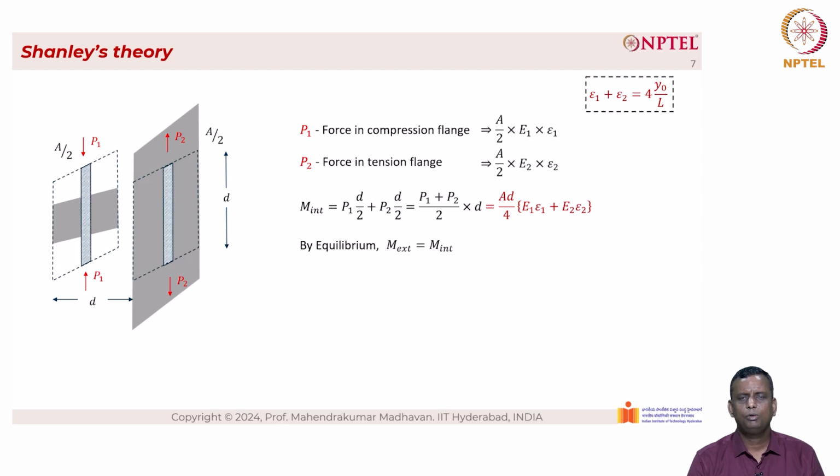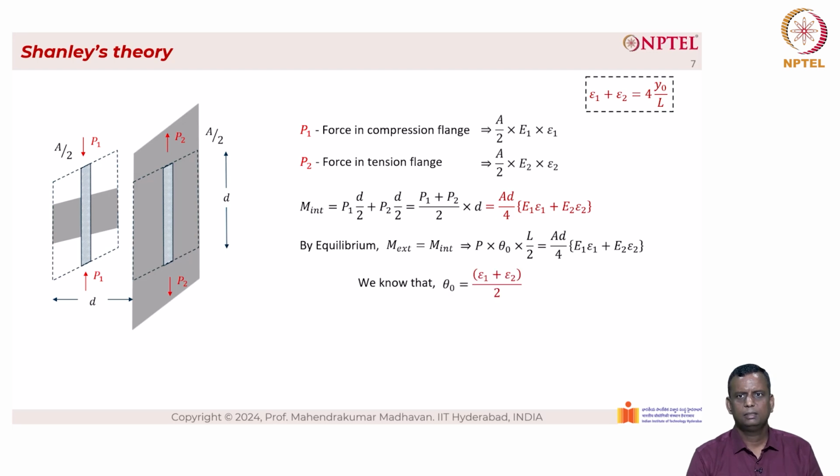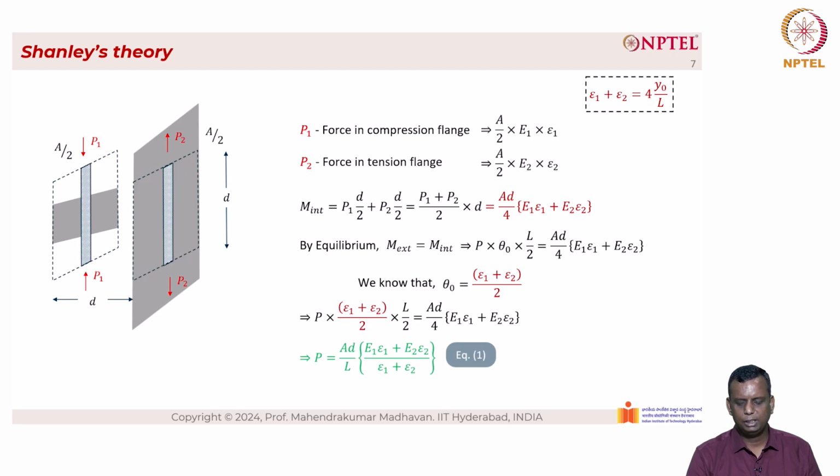So by equilibrium, we have M external is equal to M internal. So which leads to the equation P into theta naught into L by 2 is equal to AD by 4 into E1 into epsilon 1 plus E2 into epsilon 2. We know that theta naught equal to epsilon 1 plus epsilon 2 by 2. So when we substitute that, we have P into epsilon 1 plus epsilon 2 divided by 2 into L by 2 is equal to AD by 4 into E1 into epsilon 1 plus E2 into epsilon 2. So this gives rise to the equation P equal to AD by L into E1 into epsilon 1 plus E2 into epsilon 2 divided by epsilon 1 plus epsilon 2, which gives rise to equation 1.